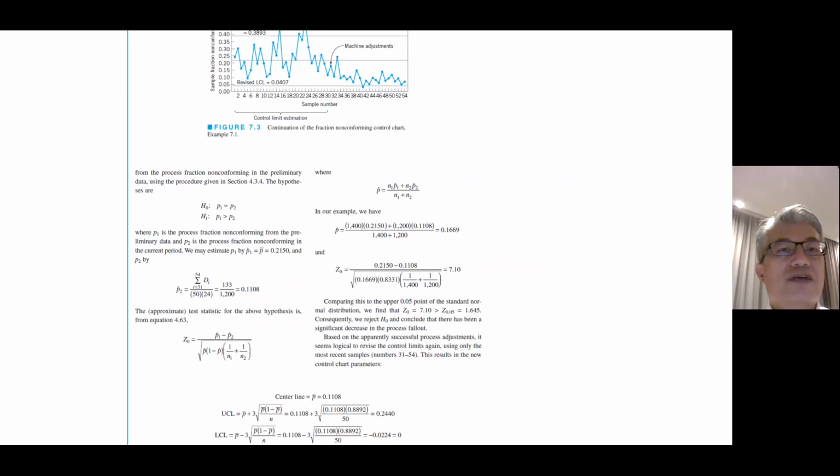From the process fraction computed from the preliminary data, using the procedure given in Section 4.3.4, the hypotheses are p1 equals p2, meaning that the process has not improved, that they perform equally well. p1 is the process fraction non-conforming for the preliminary data, and p2 is the process fraction non-conforming in the current period. So we conduct the comparison. Finally, the Z value is quite high, so we reject the null hypothesis.